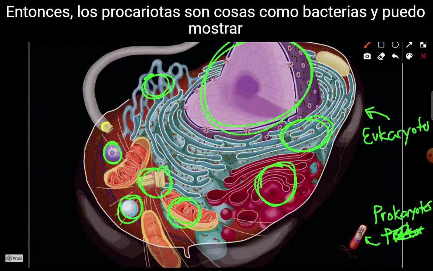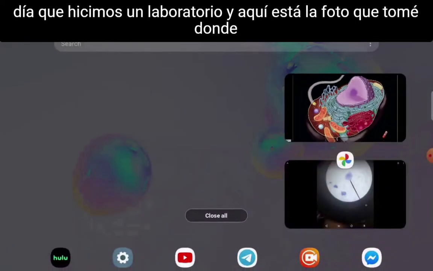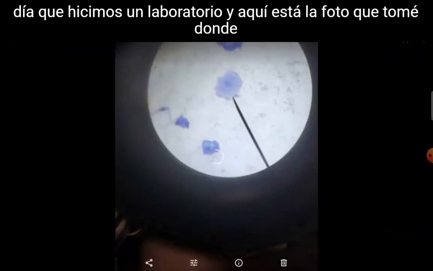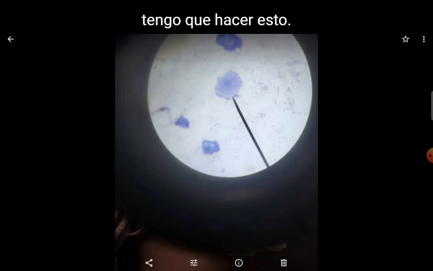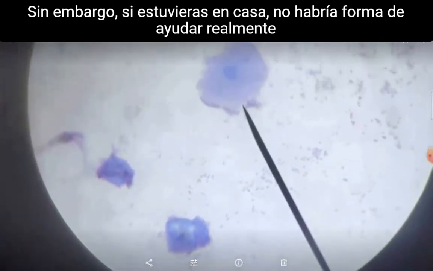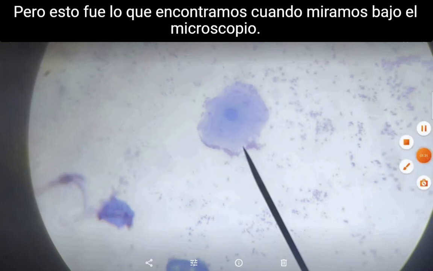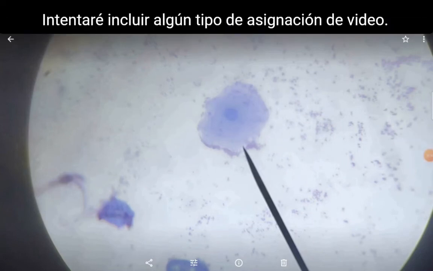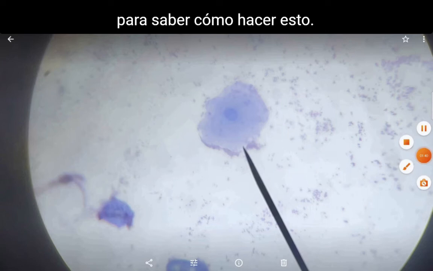And so prokaryotes are things like bacteria. And I can show you an example of this relative difference in size. The other day we did a lab, and here's the photo that I took, where I swabbed the inside of my cheek. Now, if you were in school, you got to do this. However, if you were home, there was no way to really help you to do this. But this was what we found when we looked under the microscope. I'll try to include some sort of video assignment so you guys can see how this was done, because you do need to know how to do this.